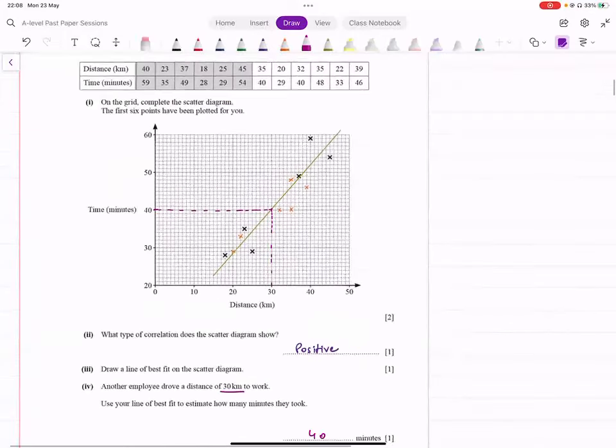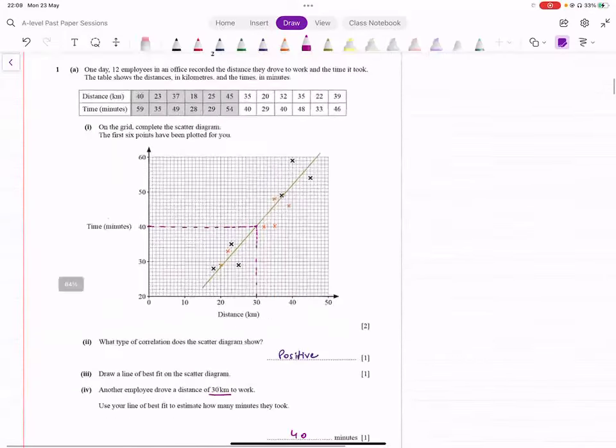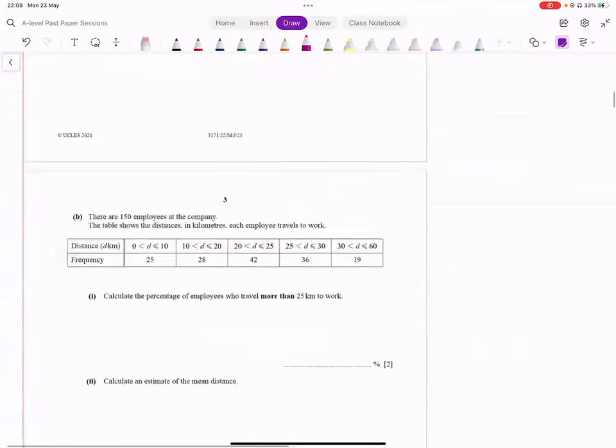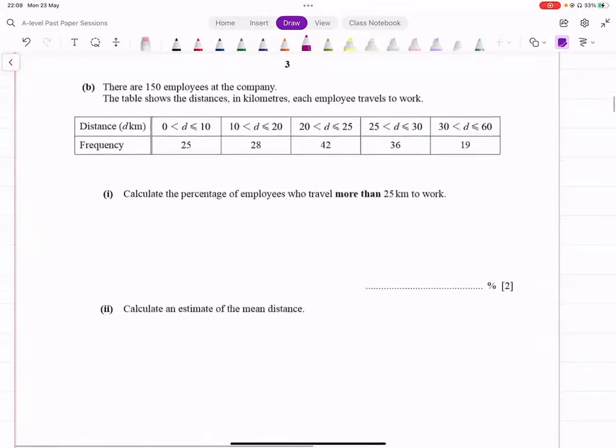So that was part A of question number 1. Let's move on to the next one. So now we've got part B. Now it's unrelated to what we had earlier. It says there are 150 employees at the company. The table shows the distances in kilometers. Okay, it is actually related to that, लेकिन उसमें कोई खास मेरे ख्याल है use नहीं होगा पिछले graph का.